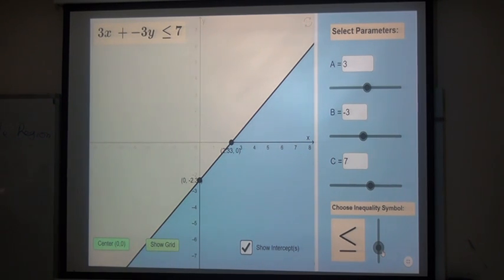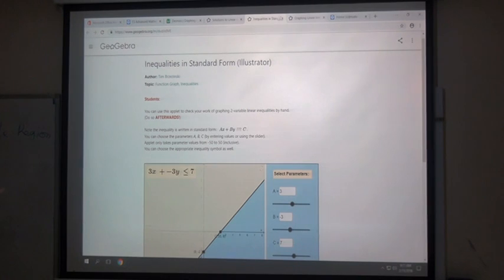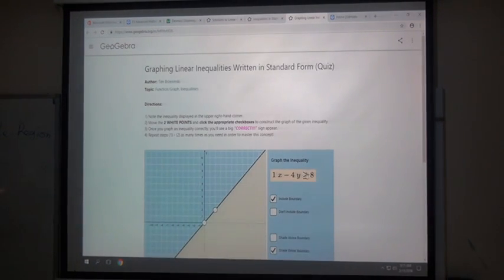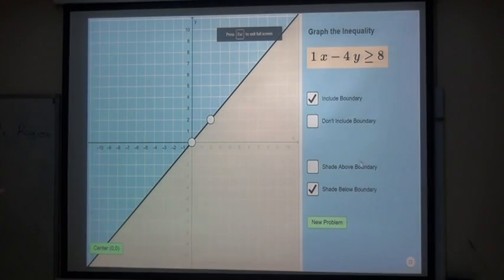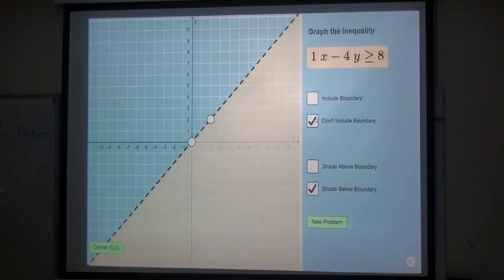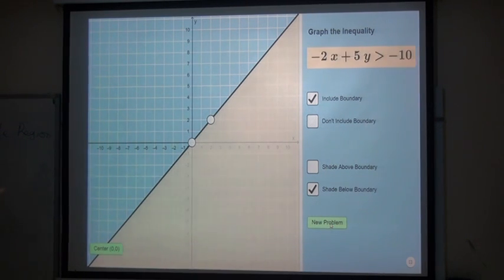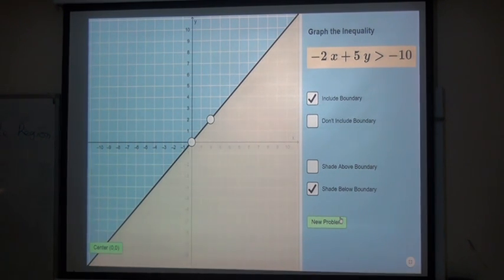So we might be doing one together now. There is one that looks like a quiz. Yes, this is the one that is a quiz, so you can practice with it. Everybody, let's do some practice. Include boundary, don't include boundary, something like this. This is how the quiz works. You click on new problems anytime you want a new problem. So this is a new problem.